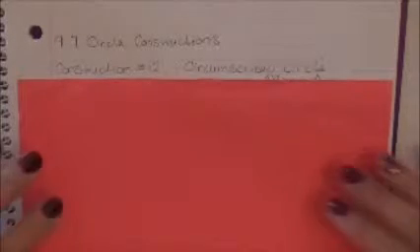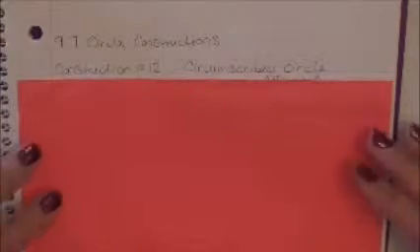Hi, welcome to 9.7 Circle Constructions. We're only going to do the first two of the 4 constructions that are in your book. So let's start with construction number 12, called a circumscribed circle.